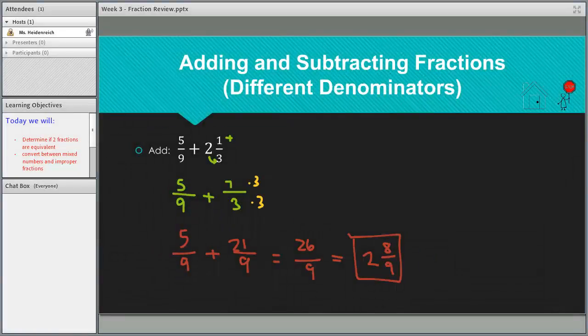Here are our notes for this problem. When you change 2 1/3 to an improper fraction, you get 7/3, and then you need a common denominator. And our least common denominator for this situation was 9. And we end up with 21/9 for that second fraction. So adding the fractions together, we have 26/9, which as a mixed number is 2 and 8/9.